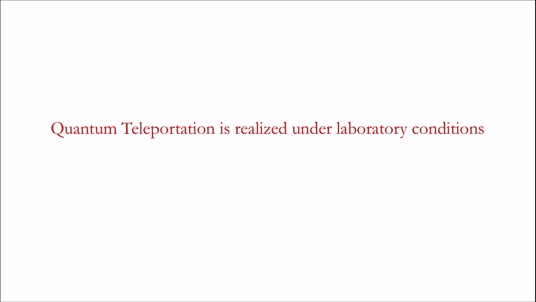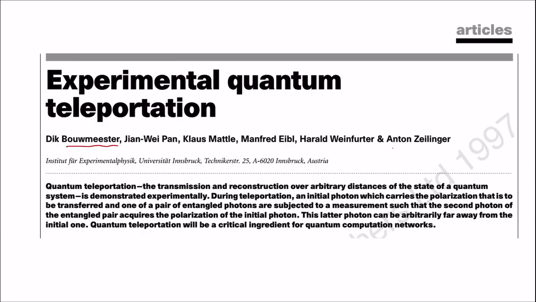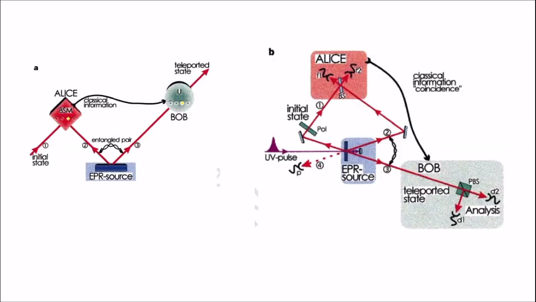Quantum teleportation is not just a theoretical proposal. It has been realized in many different setups, under various laboratory conditions. One of the first reported results was from Bouwmeester and Anton Zeilinger's group, where they demonstrated quantum teleportation of a photon, the polarization state of a photon. I have picked up two figures from their paper. In figure A, the teleportation protocol is schematically explained. Alice and Bob are sharing an entangled pair of photons between them, and Alice, using a classical channel, informs Bob about her joint measurement results, and thereby Bob reconstructs the quantum state which Alice wanted to send to Bob.